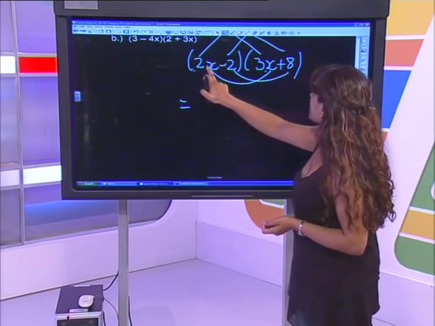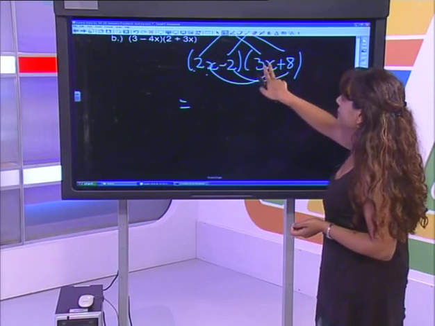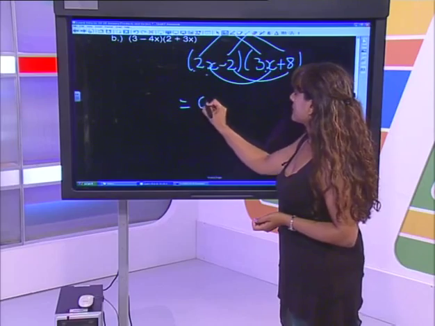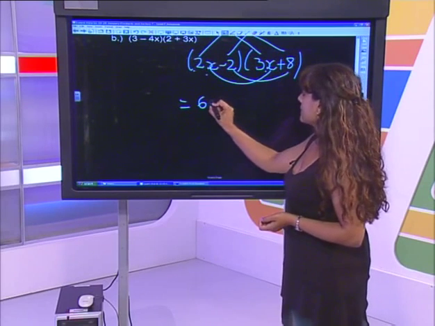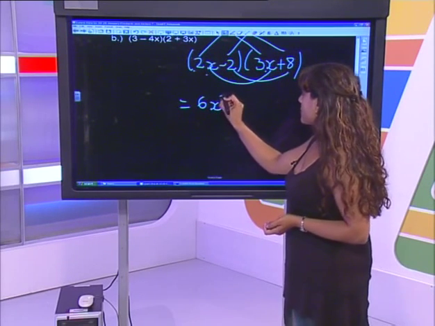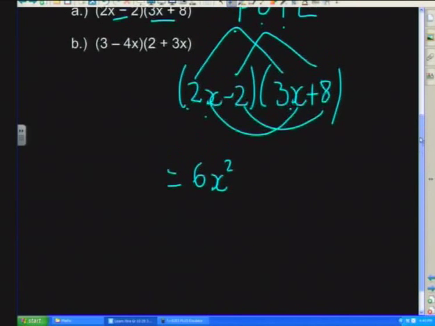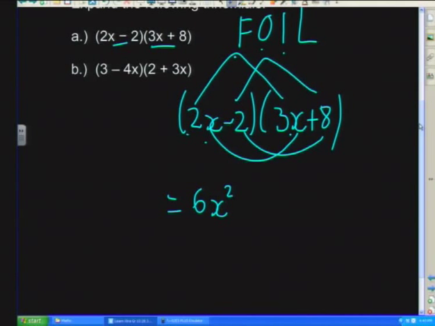So I've got positive 2x times positive 3x. 2 times 3 is going to give me 6. x times x is x squared, because remember we use our rule for exponents and we add the powers. Then we're going to multiply 2x by 8. Sorry, I just did that. 2x times 3x is going to give me 6x squared.